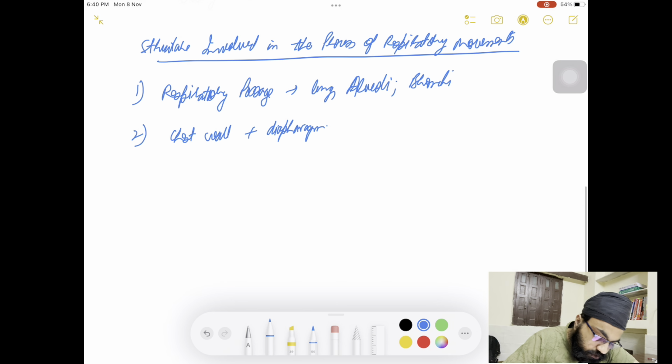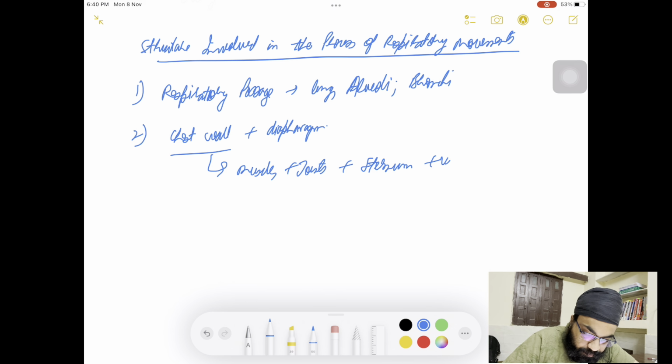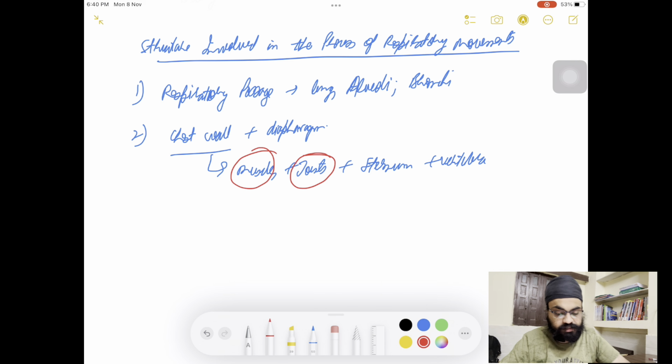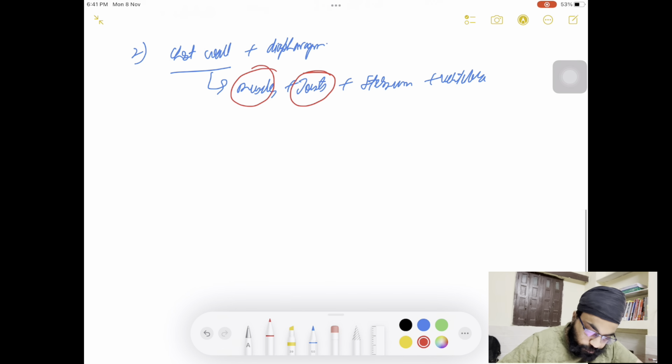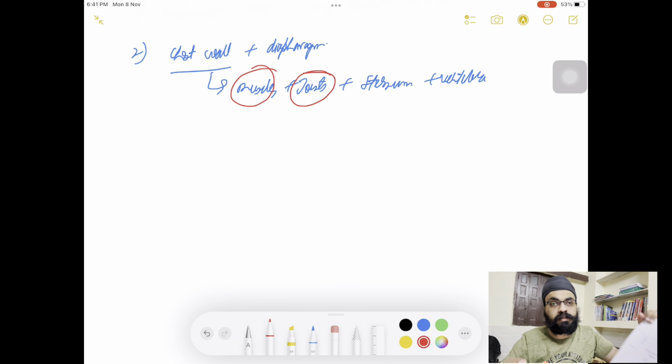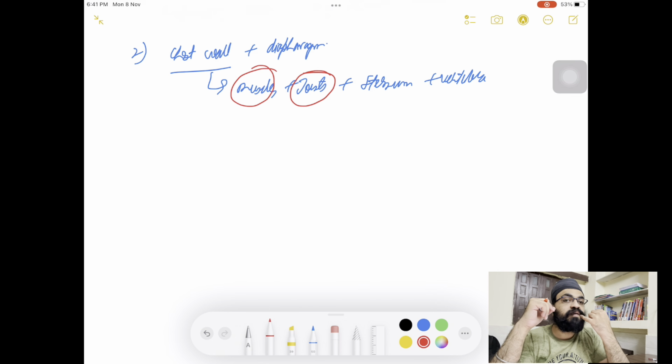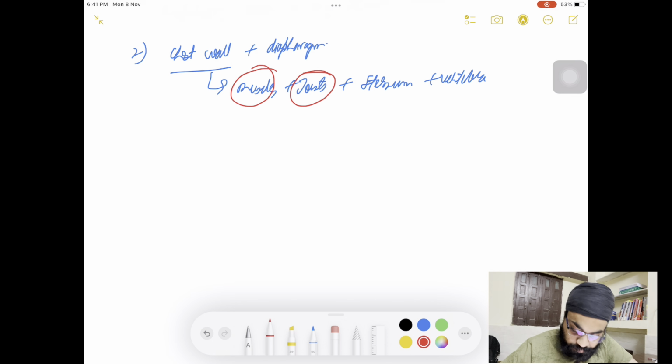So the chest wall includes your muscles, joints, sternum, vertebra. Now firstly we will be talking about muscles, then about the joints in detail. We'll make a very small and short table in which I will include all the muscles that we're going to talk about in short only.